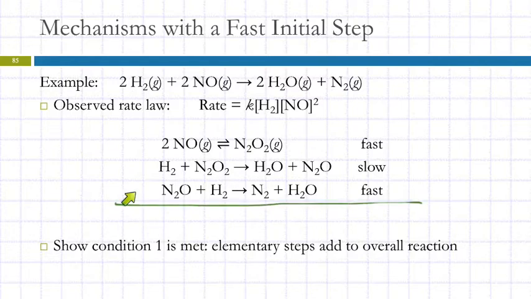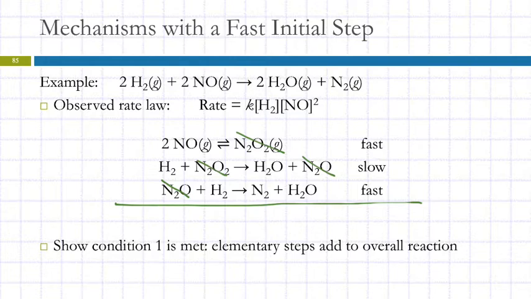So we look at the intermediates here. N2O2 is being produced in this first step, and then it's getting used up in the second step. And so we can cross those guys off. And what else do we have going on here? We've got this N2O on both sides, and so those cancel out. That is an intermediate.